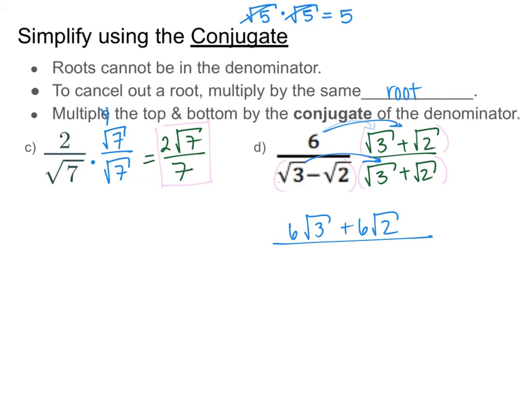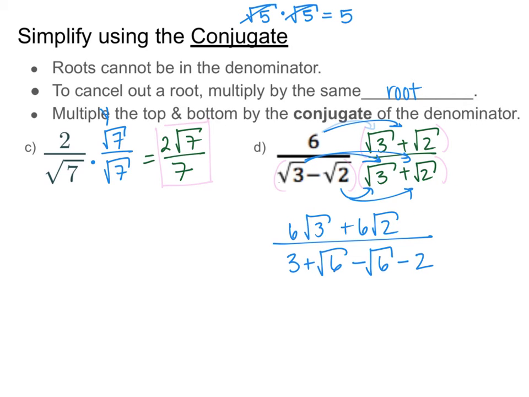Then the bottom here, square root of 3 times the square root of 3 is actually just a 3. Square root of 3 times positive square root of 2 is positive square root of 6. Since they're both under a root, you can multiply the insides together. So 3 times 2 is 6. And then this is a negative square root of 6. And then negative square root of 2 times a positive square root of 2 is negative 2. Remember, they're both square roots and they're both 2, so you can bring out the 2.